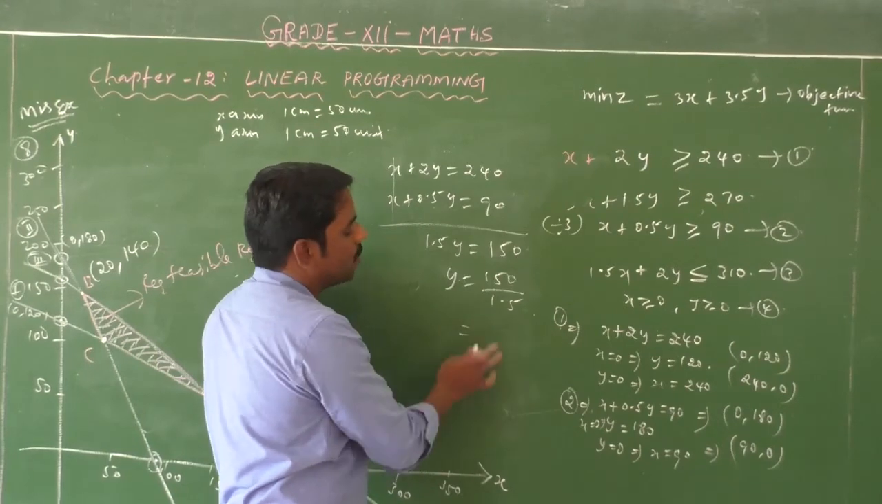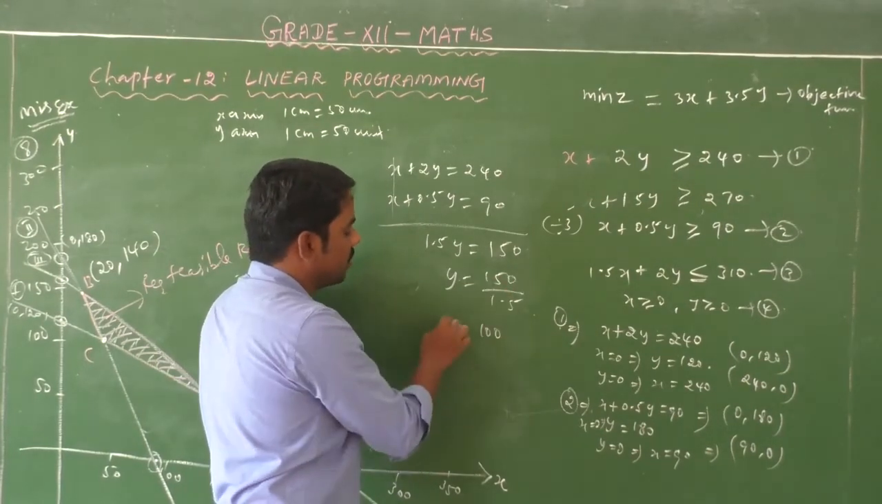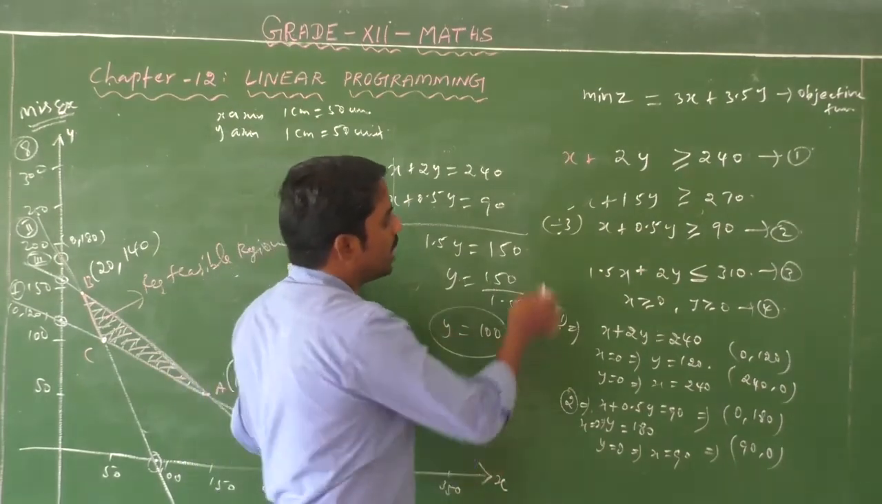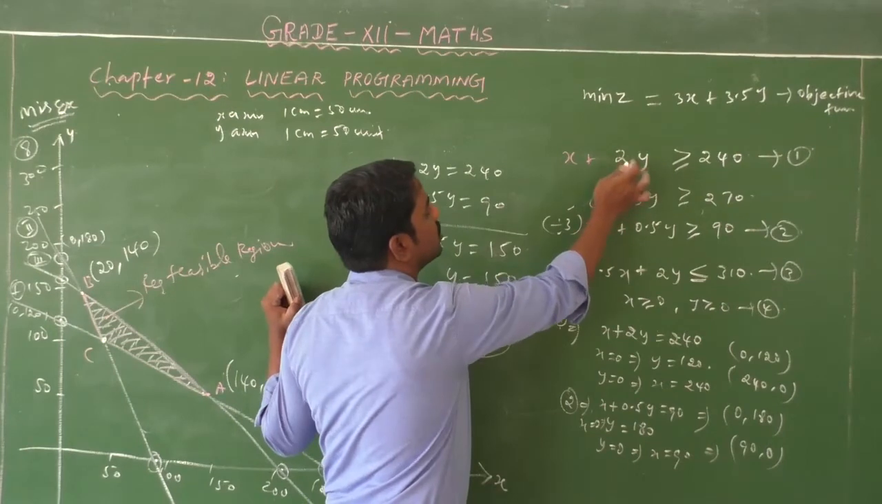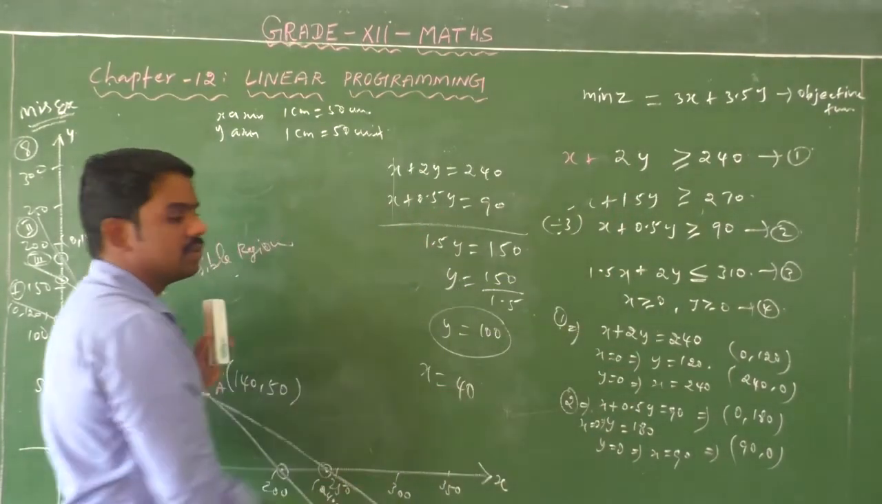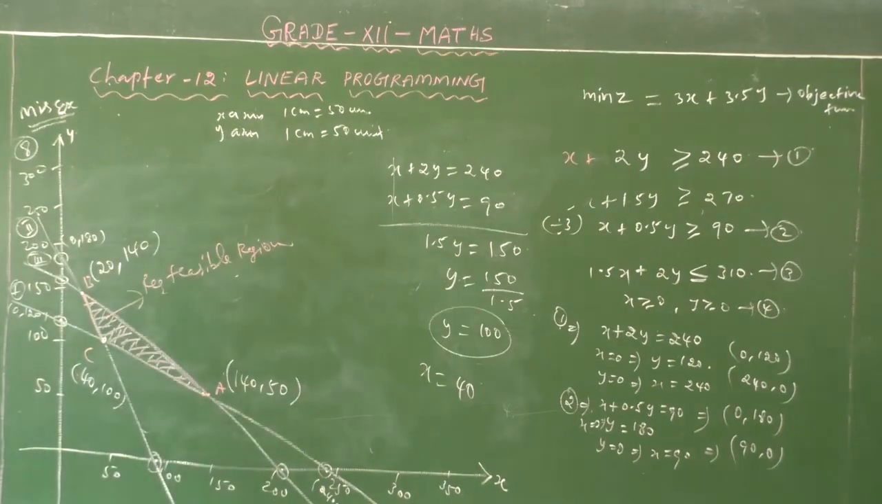10 times 1.5 equals 15. So 100 into 1.5 is equal to 150. So y equal to 100. Putting y equal to 100, 100 into 2 is 200. 240 minus 200 is 40. So x equal to 40. So the point C is 40 comma 100. The corner point C is 40 comma 100.